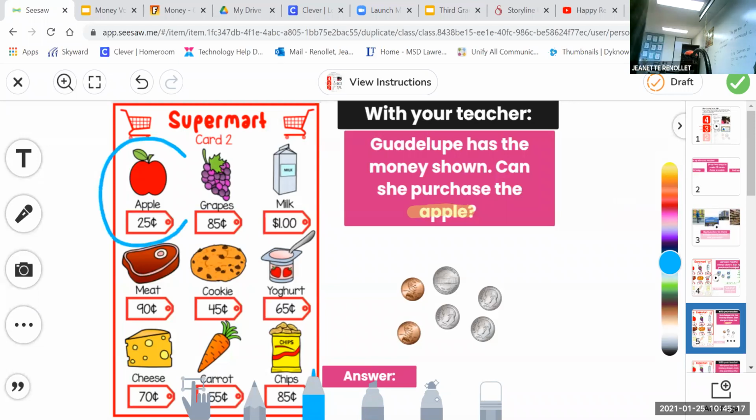I found the apple in the grocery store. It has a cost of 25 cents. So let's go ahead and find out how much money Guadalupe has.